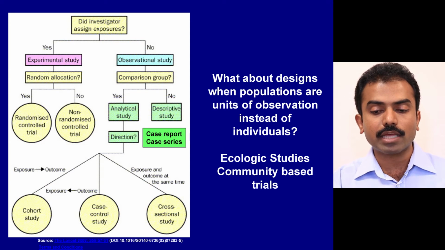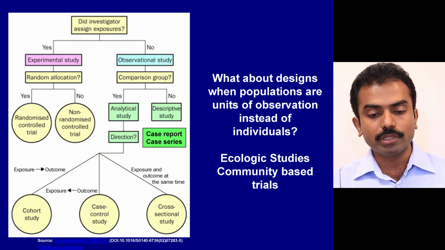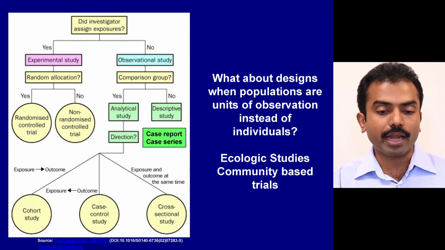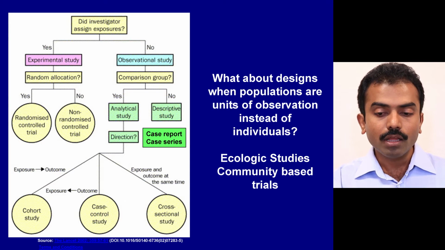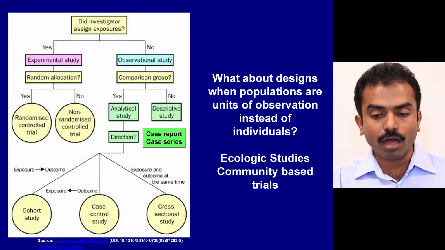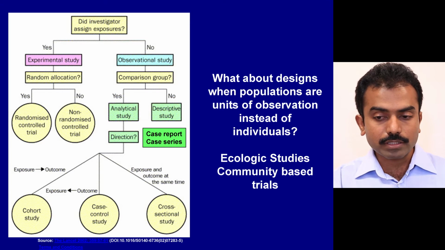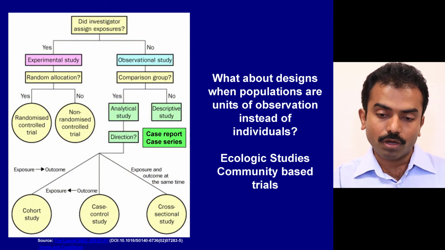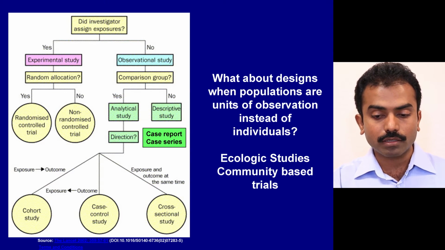Similarly, in experimental designs, you have designs with control group and without control group. And within those with control group, you can have a randomized control trial and a non-randomized control trial. If the unit of observation is population instead of individuals, then you have ecologic studies and community-based trial. So this concludes our discussion on study designs, and this is one of the important things we need to put in our protocol. So I think this has to be very, very clear.